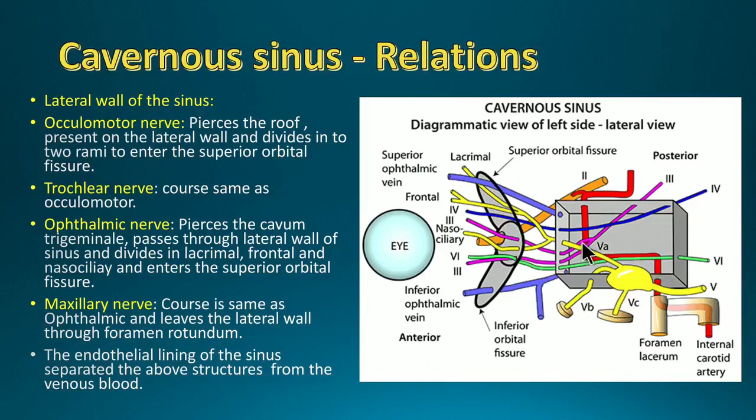Within the sinus you can see the internal carotid artery, and that makes a carotid siphon, an S-shaped curve, and then it is going to enter the brain after piercing the dura. And this is your sixth nerve which is also related within the sinus along with the internal carotid artery.